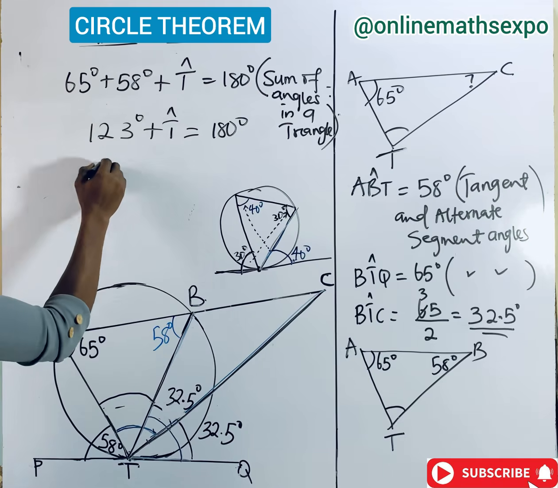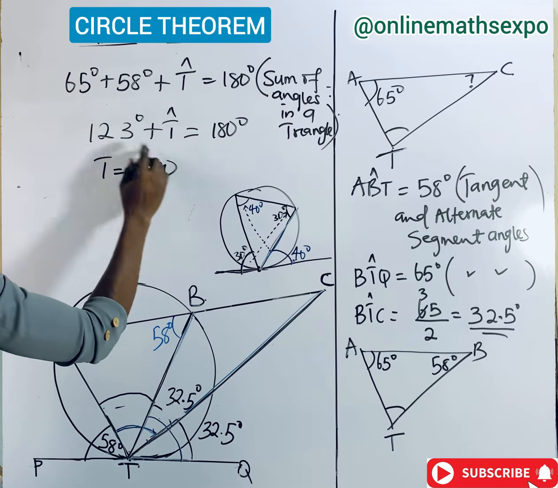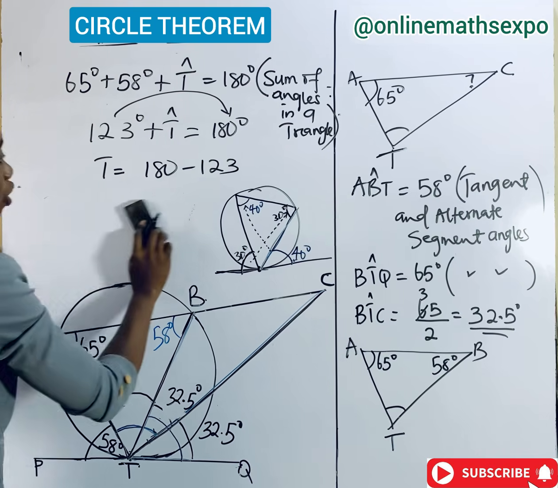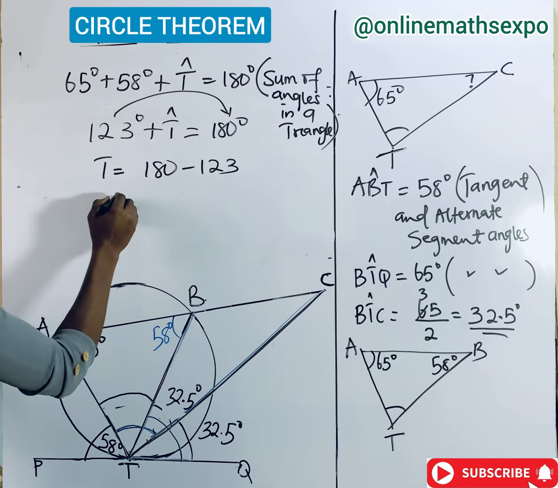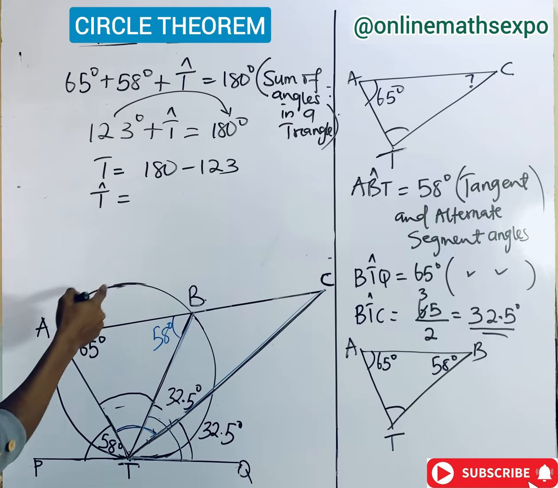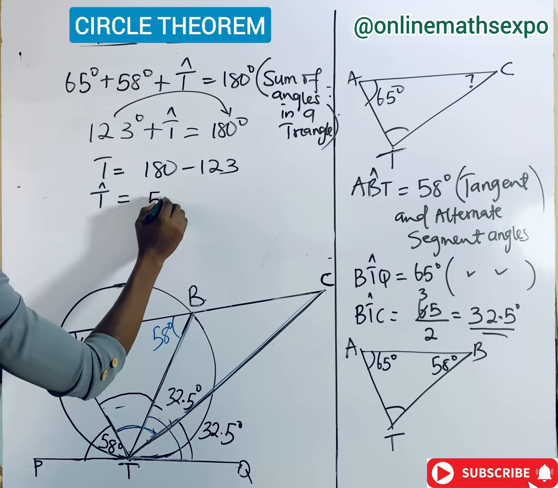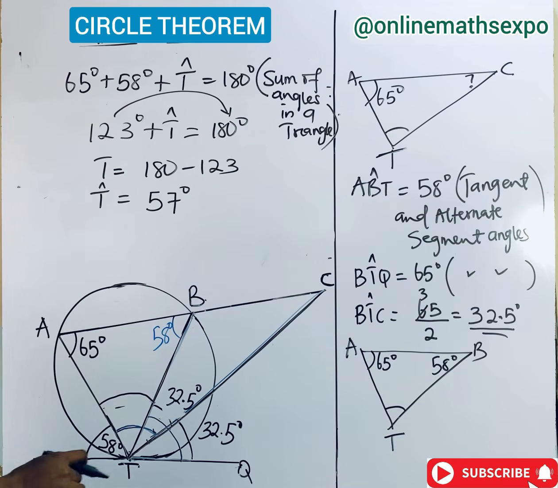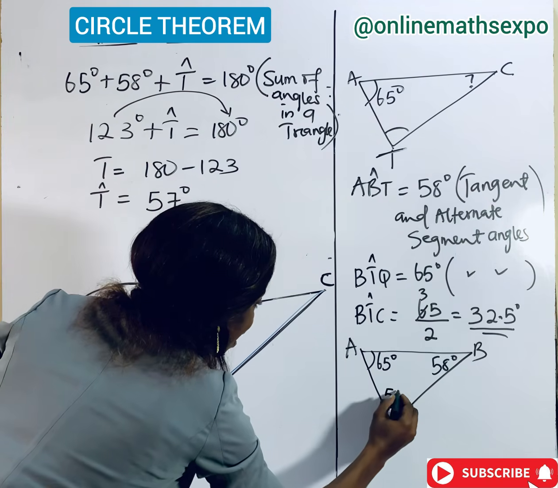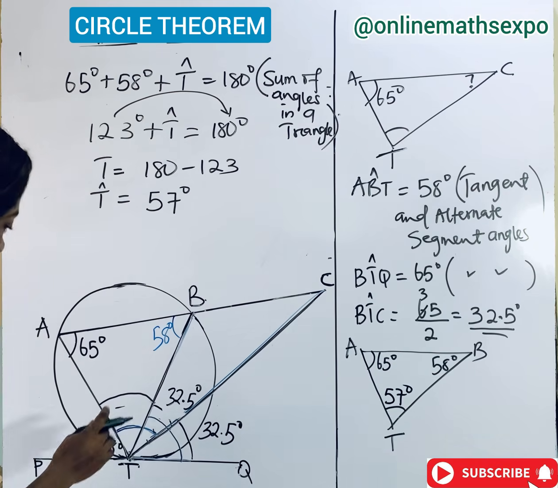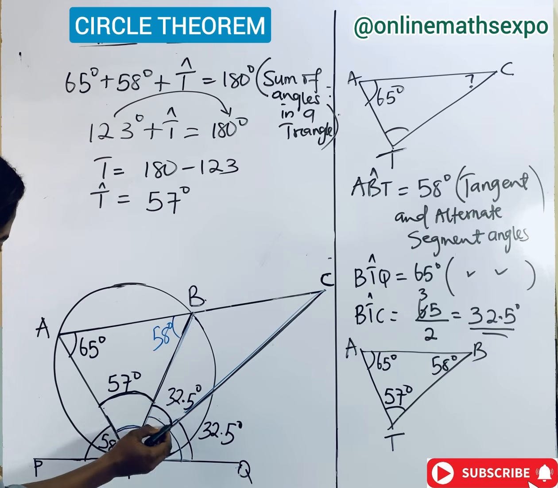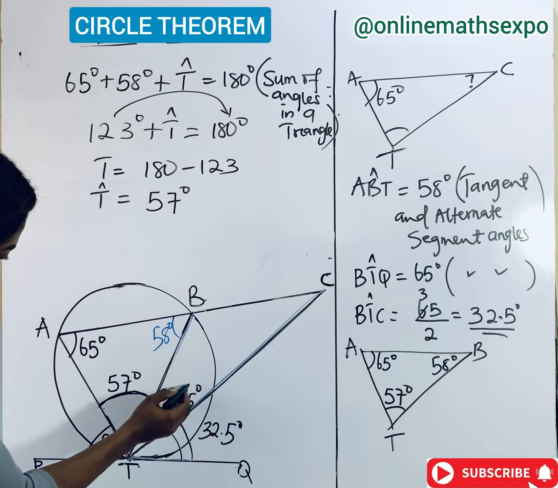So T will now be 180. You take this to this part, it becomes minus 123. So if you subtract this, T is equal to 57 degrees. So that when you add it here, it gives you 180. So if this angle is 57, we are done with what we are looking for. It means that here is 57, and you know we've gotten this as 57. And this small part is also 32.5.